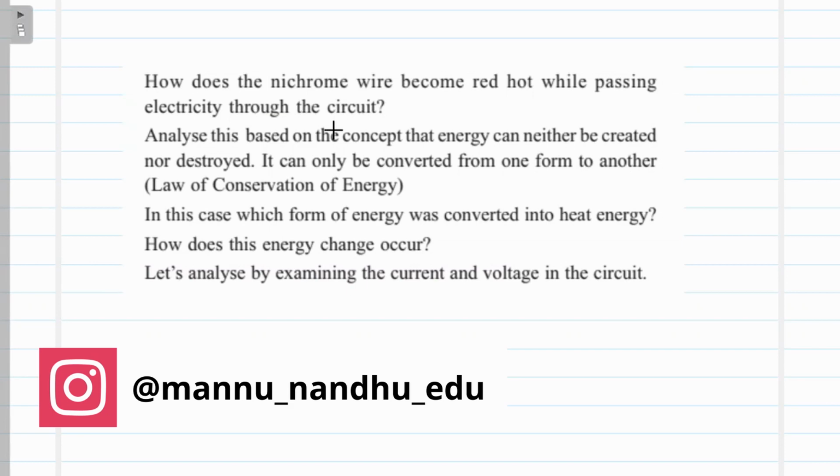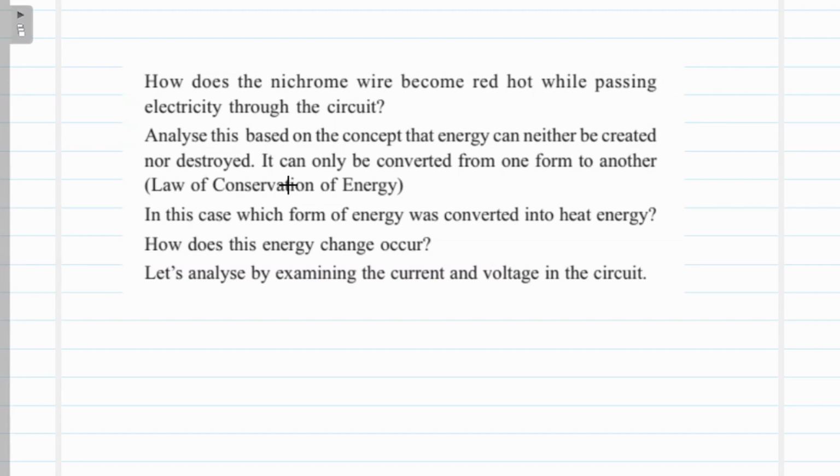We can't create any energy or destroy any energy. We can only transform or convert it from one form to another. We can convert sound energy into electrical energy or electrical energy into sound energy, electrical energy into heat energy, and heat energy into electrical energy. We can't create or destroy energy. In this case, which form of energy was converted into heat energy? Definitely the heat energy is produced by the electrical energy.